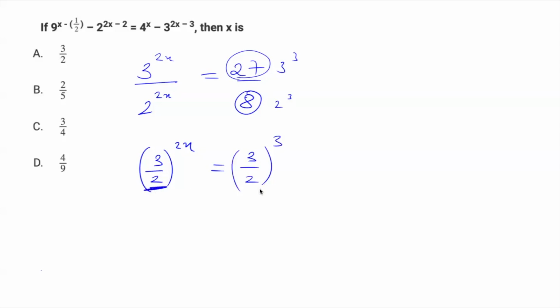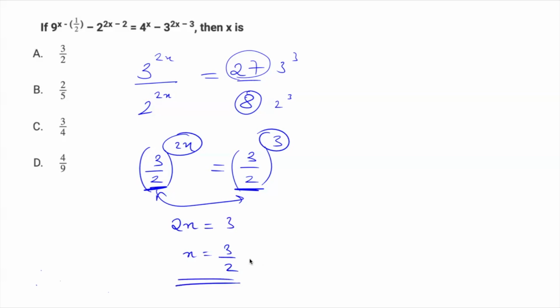Bases are the same and they are non-unity and non-zero or non-minus 1. That means the powers should also be equal. We get 2x equal to 3 or x is equal to 3 by 2. That's your A option.